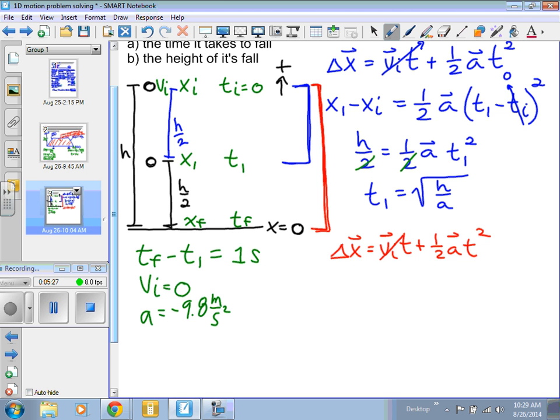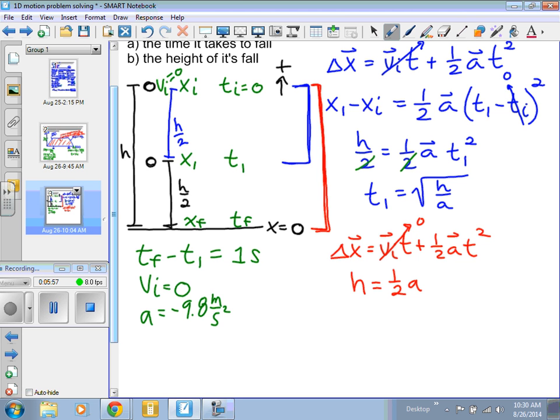And our v initial t goes away because our initial velocity is 0 at the top. I should probably write that on our little knowns chart. Then we know that our delta x is just h, right? Because it falls that entire distance. And we know that we have 1/2 at squared, and our t is going to be t final minus t initial, and t initial is 0.